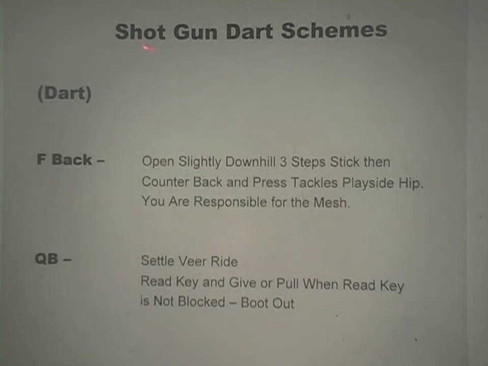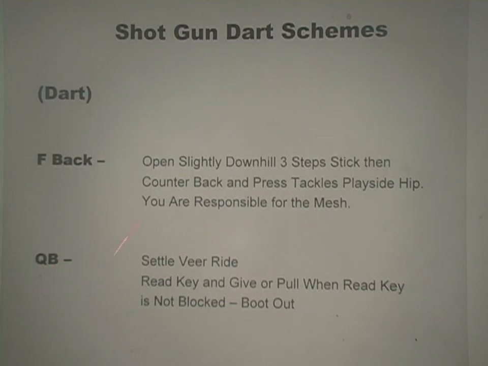All right, on the dart scheme, the shotgun dart scheme, the F-back. This will be his rule. This will be his steps. He's going to open slightly downhill, 3 steps, stick, then counter back, and press the tackle's play side hip. You are responsible for the mesh as the F-back.